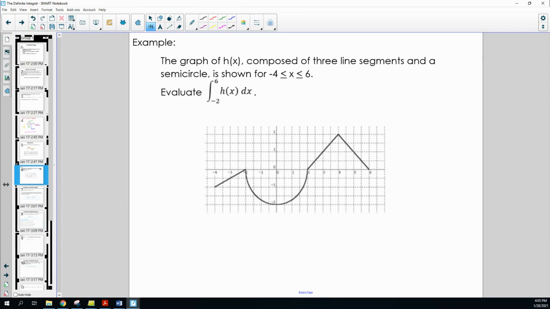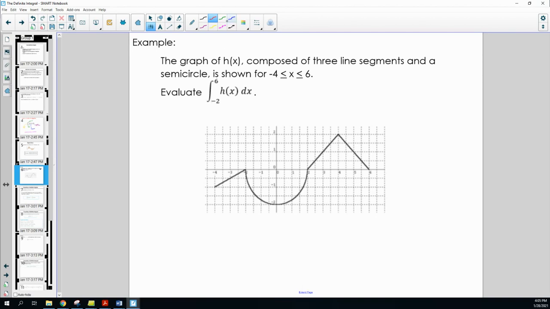We're just going to look at a quick example. Here's the graph of h of x, which is 3 line segments and a semicircle on the interval from -4 to 6. If I wanted to evaluate the area under the curve, what I'm looking at here is my integral, and we can see the lower limit is -2, the upper limit is 6, my integrand is h of x, and the variable I'm using is x. So we're trying to find from this graph the area under the curve.